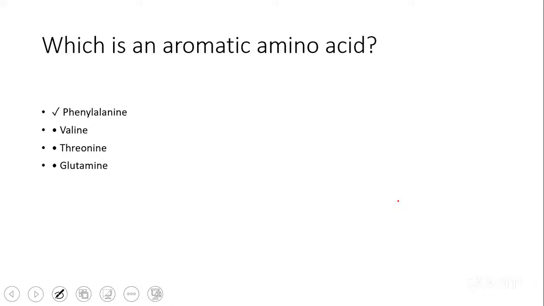So which of these is an aromatic amino acid? The answer is phenylalanine. So if you see phenylalanine, thyroxine, or tryptophan, we're talking about the same aromatic amino acids. So either of them on the options is correct.